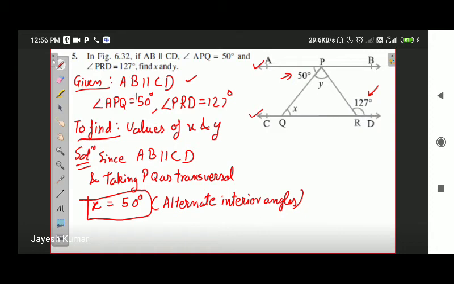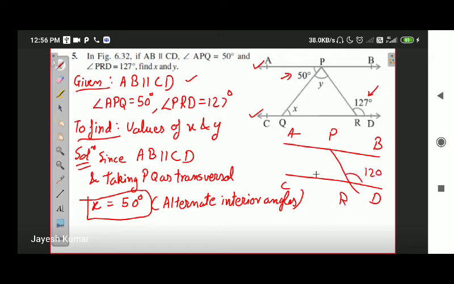Next, this time again I'm going to use AB is parallel to CD, and this time I'm going to look at another transversal line, that is PR. So once again, I have two parallel lines. This line is AB, the lower line is CD, and this is the transversal PR. On this transversal, this angle is 120 degrees. Can anyone tell me what is this angle? The concept is the same, you are again using alternate interior angles, because these two lines are parallel and PR is the transversal.